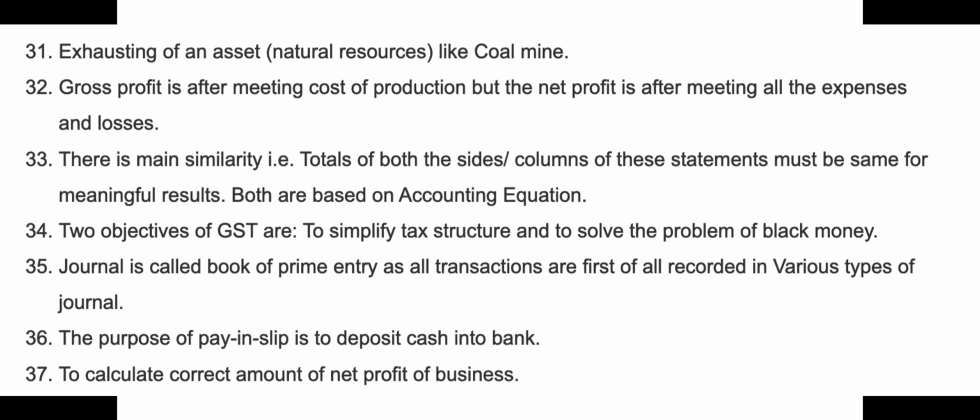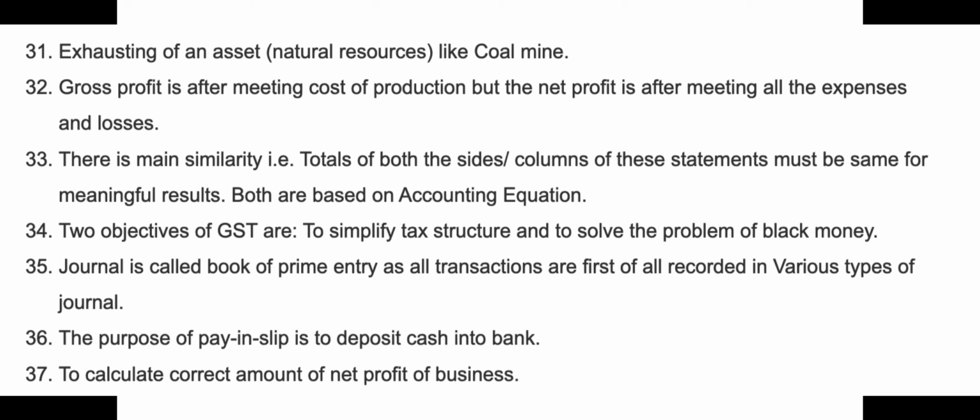32. Gross profit is after meeting cost of production, but the net profit is after meeting all the expenses and losses. 33. There is main similarity, i.e., totals of both the sides/columns of these statements must be same for meaningful results. Both are based on accounting equation. 34. Two objectives of GST are to simplify tax structure and to solve the problem of black money.